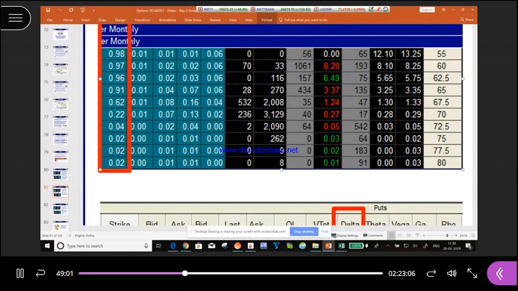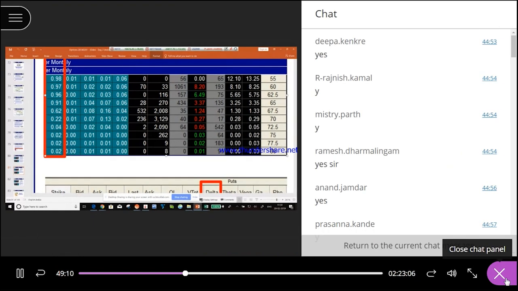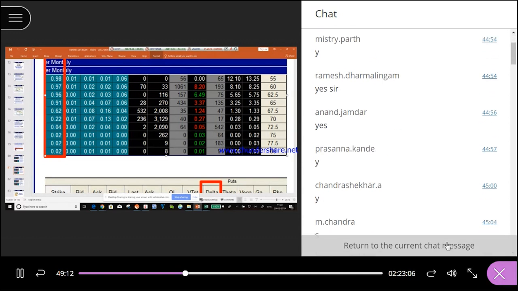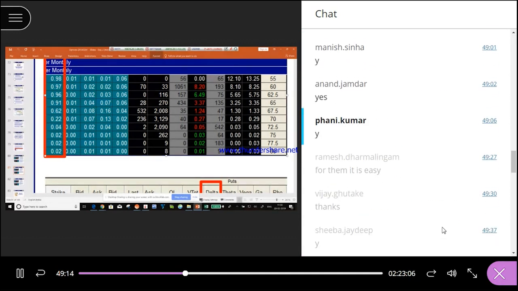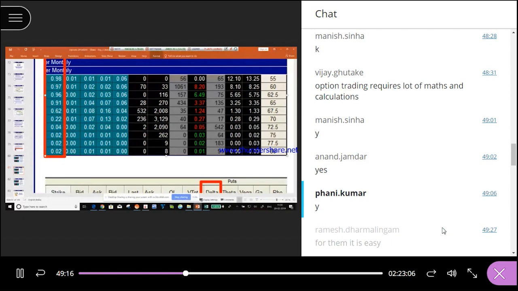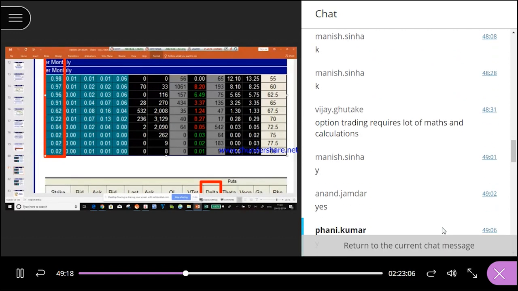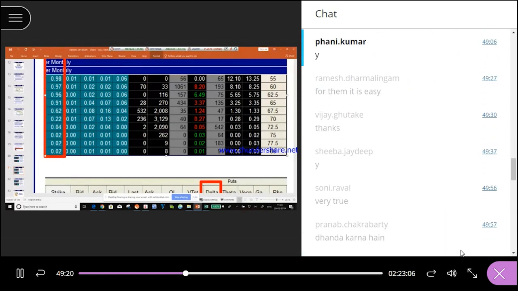No, Vijay, that is a myth. Option trading requires a lot of maths and calculation. Yes, calculation, but plus and minus. If that was the case, there would have been a prerequisite that to trade options you need to be a mathematics student or an engineering student. There is no prerequisite like this. It's a myth.